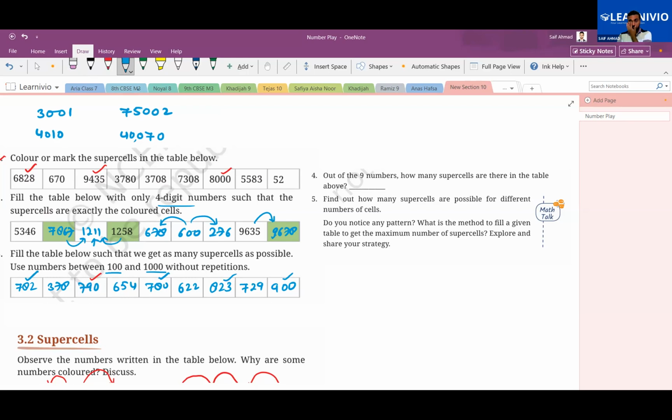So out of the 9 numbers, how many supercells are in the table above? 5. It can be 5. Understood? Yes.